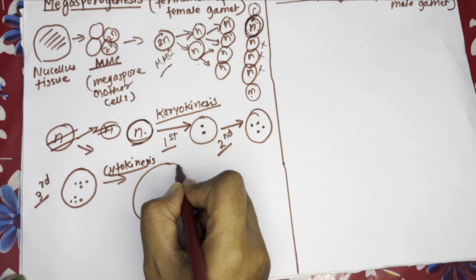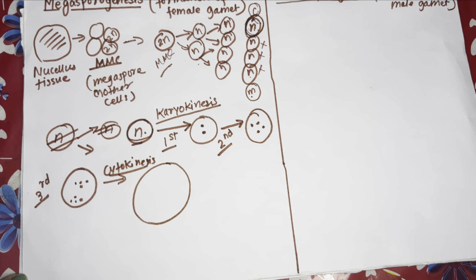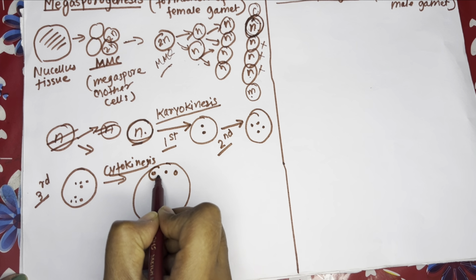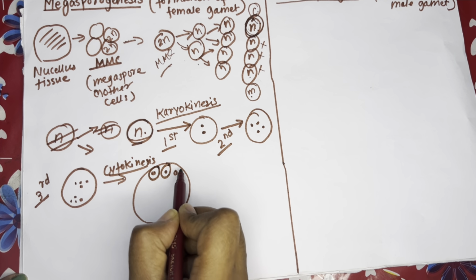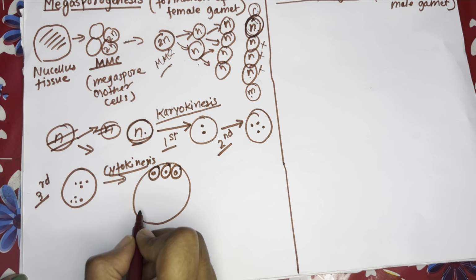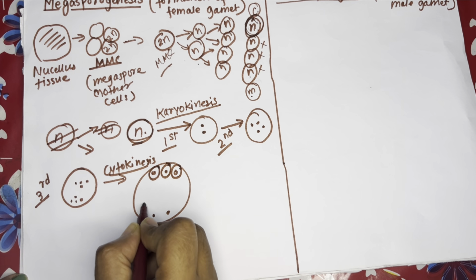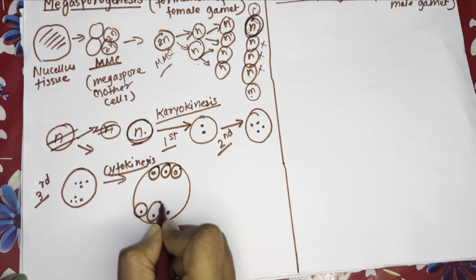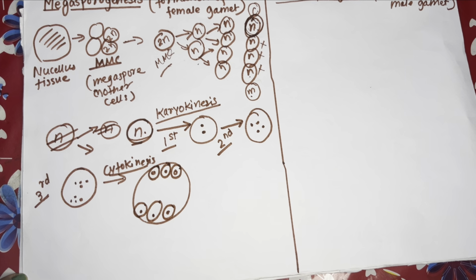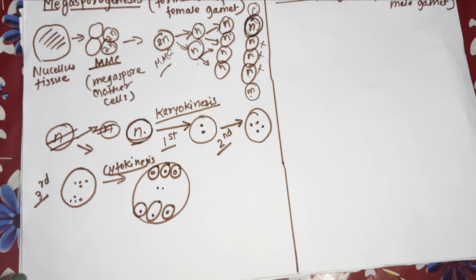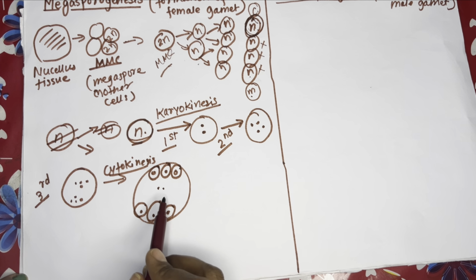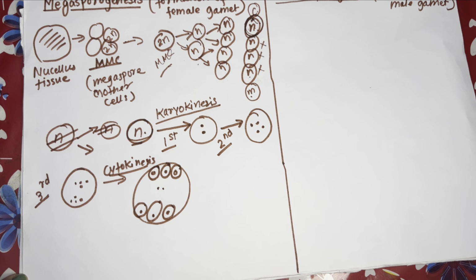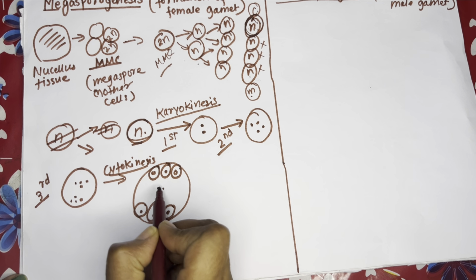Now see what we will obtain. Here cells will be formed. That means plasma membrane will surround the upper 3 nuclei. Then here also cells will be formed. Plasma membrane will surround the lower 3 nuclei, but the remaining 2 nuclei present in the middle, the central nuclei, they will not be covered with any plasma membrane. They will not be a part of any cell.